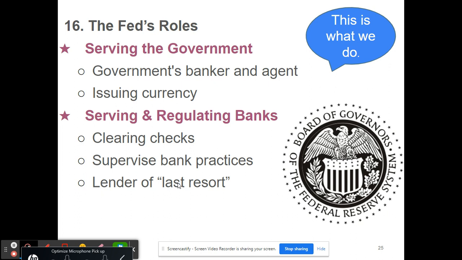All right. The Fed's role. It serves the government. It's the government's banker and agent. It issues the currency. So it works with the mint and printing press to make sure that it's hard to copy American banknotes and coins. That's why there's ridges on the coins and there's watermarks inside the bills. It's really hard to reproduce that just right. But it also serves and regulates the banks. It clears checks. It supervises bank practices, and it's a lender of last resort. Notice the American iconography with the bald eagle and the laurel wreath and the stars and stripes.